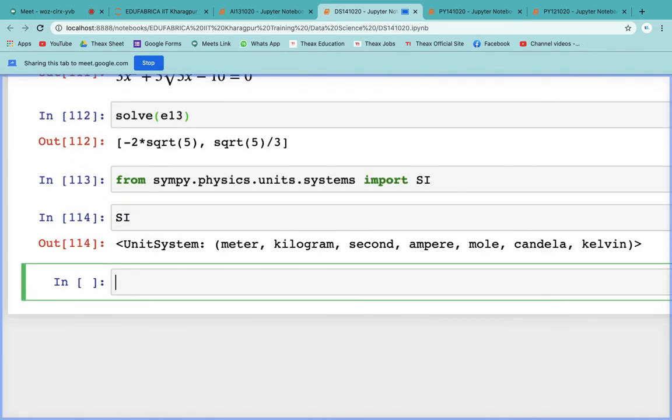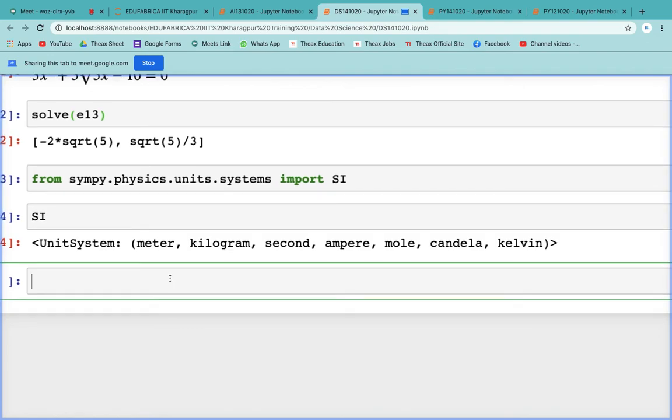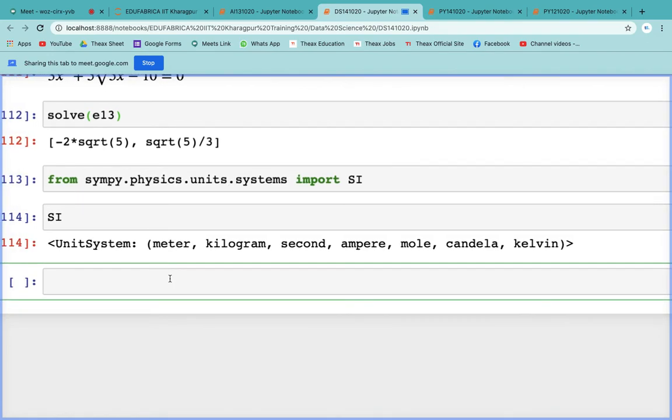What are the systems we learned? Meter, kilogram, second, ampere, mole, candela, and Kelvin. All these things. Boring. Let's have some quick things. From SymPy, physics. I think I should copy this one.